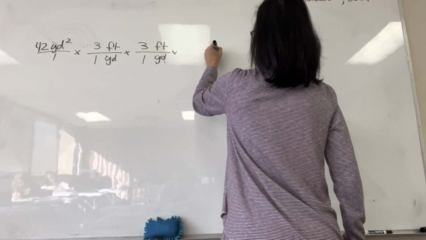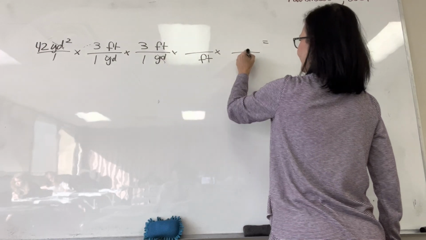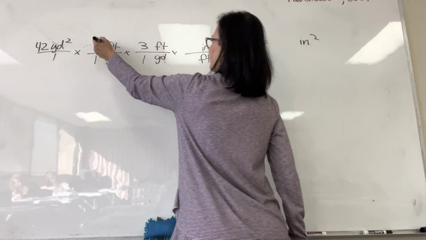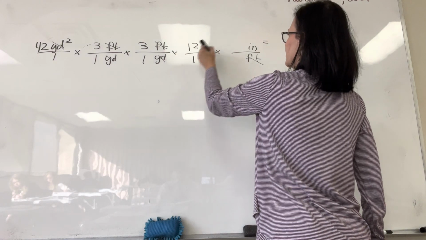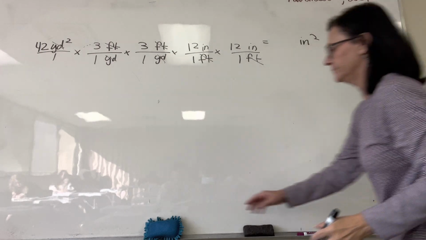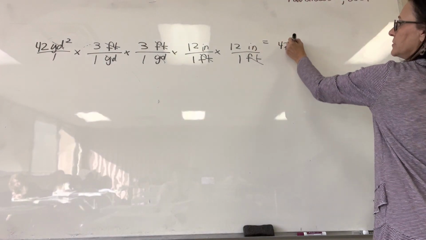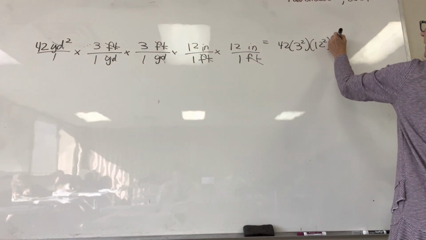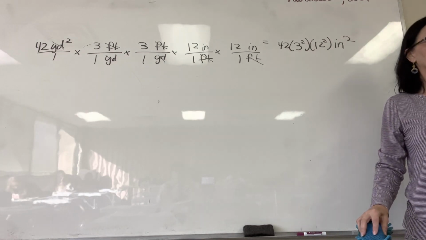Now, how do I get from feet to inches? Well, I need 2 feet again in the denominator, and inches twice in the numerator so that my feet cancel out. And there's 12 inches in a foot. And all the denominators are 1. So I'm just going to write the numerators. 42 times 3 squared times 12 squared inches squared. That's all I'm looking for.